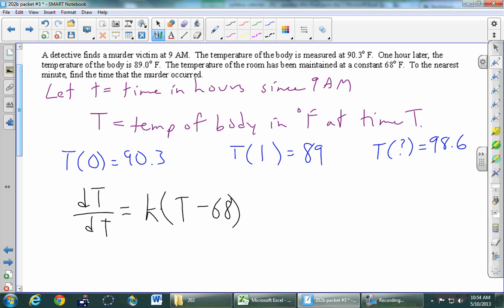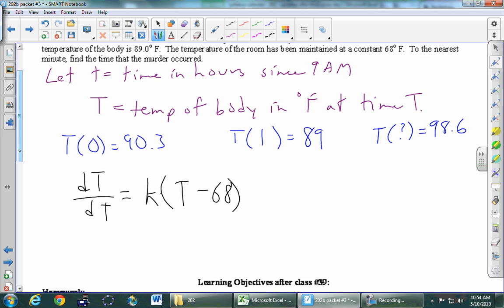And a solution to this differential equation is going to be something of the form T equals, like, 98.6 minus 5 times t. That's the kind of thing we're after: what's the formula for temperature? That's what it means to solve the differential equation. So let's solve the differential equation.